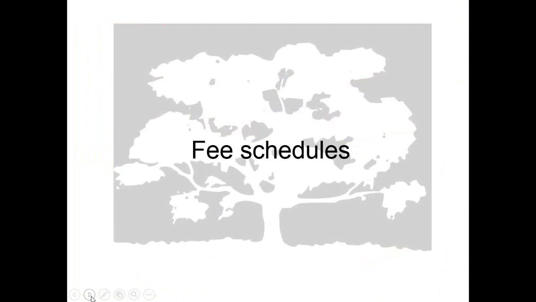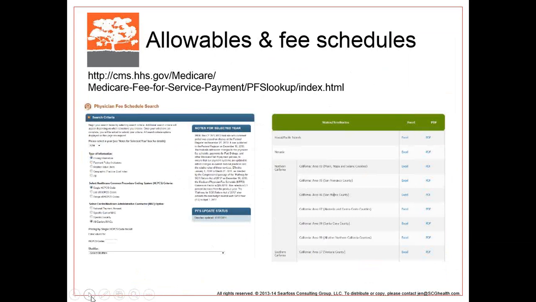So with that background, let's move into fee schedules. If you've never heard of a fee schedule before, you may have heard of allowables, as I mentioned. For Medicare, I highly recommend you go and check out the cms.hhs.gov portal where it has a lookup.